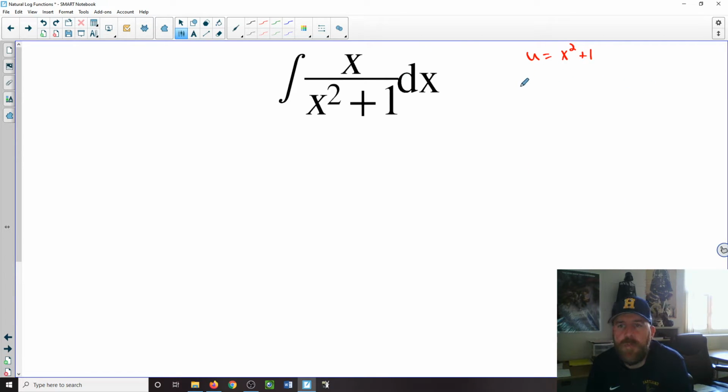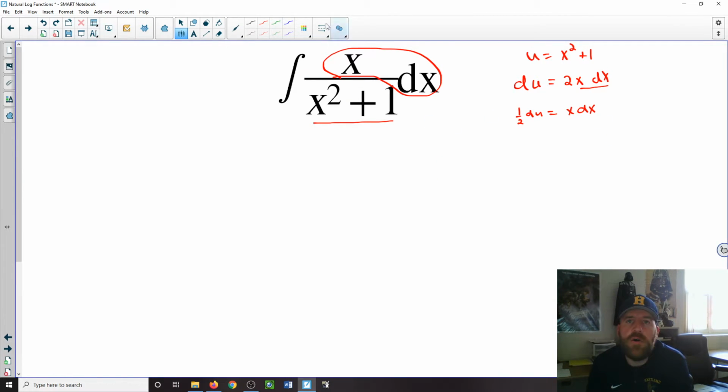and we take the derivative of both sides, we get du equal, sorry, 2x dx. We know this is our u, and if I see this x dx, I know that is the other part of our equation. So we need to get rid of this 2, so we divide by 2 on both sides. So we have 1/2 du equals x dx.